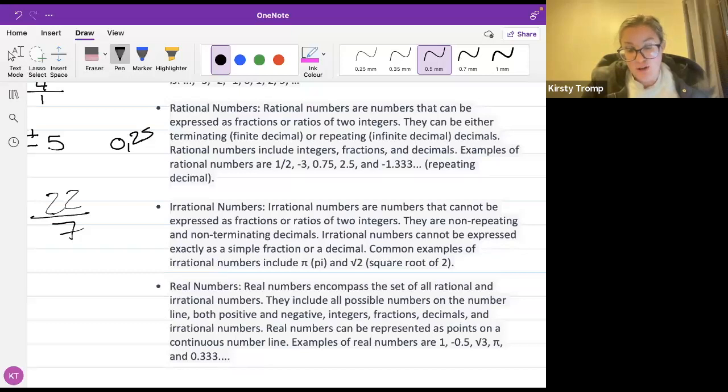And non-terminating, I see it there as well. Non-terminating is also going to be irrational. Good. Non-terminating, irrational as well. Fantastic, Abu. Good.